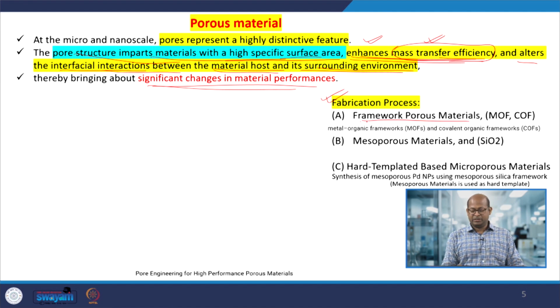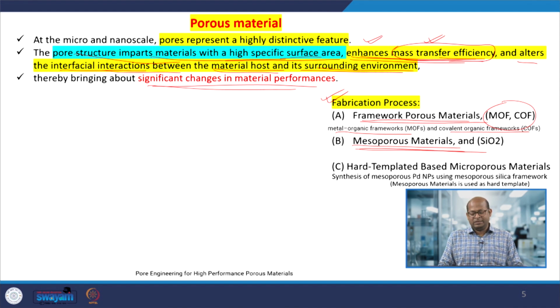Now, the fabrication process of porous materials. Here we are talking about framework porous materials. I am showing a few examples: metal organic frameworks or covalent organic frameworks. This is a framework type of porous material, where some framework structure formation happens, and that is how we can prepare the material. Another is mesoporous materials. One example is SiO2, which can be prepared by using some soft templates.